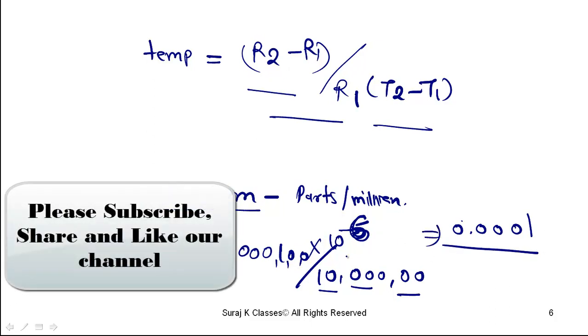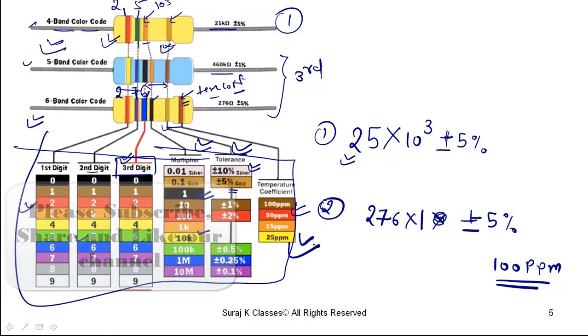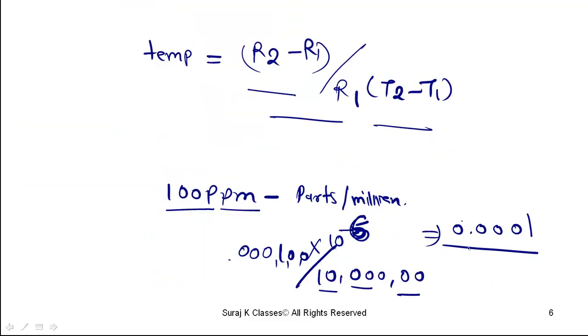So what is the meaning of parts per million? The meaning of parts per million is that for any temperature range, the resistance would not vary more than this much per degree Celsius or per degree Kelvin, whatever is specified in the data sheet of the resistor. This is all for now.